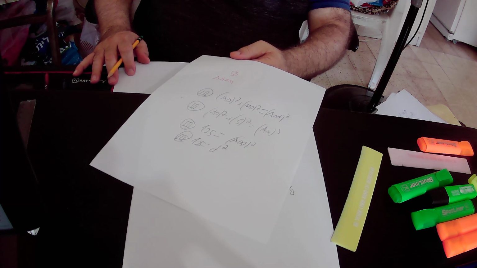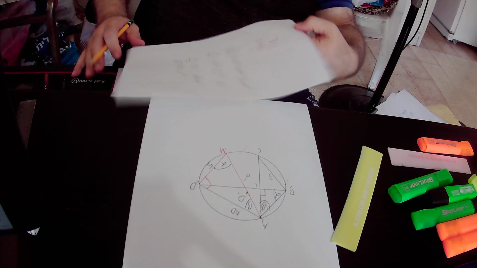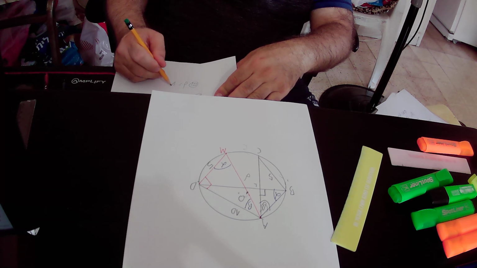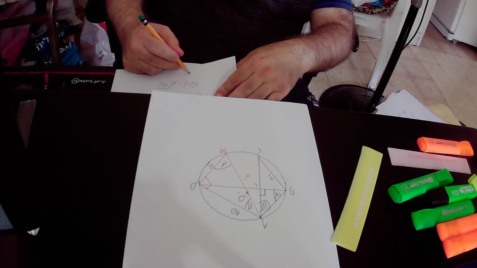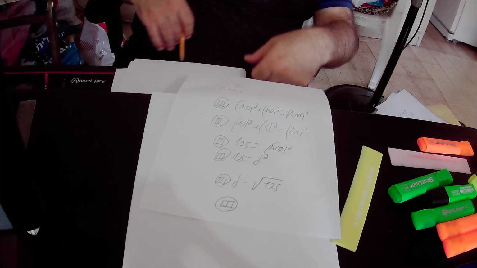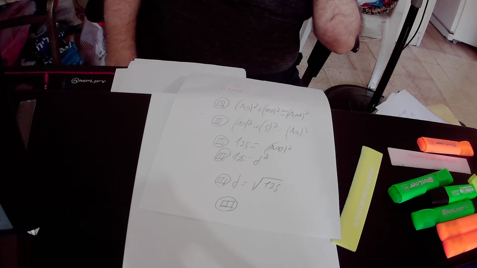125 equals D square. We can take a root of equation number 3. We'll get that the diameter of the circle equals the square root of 125.